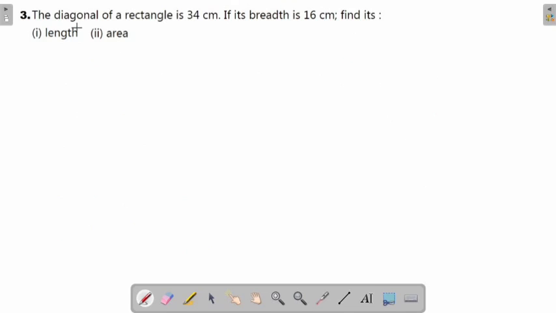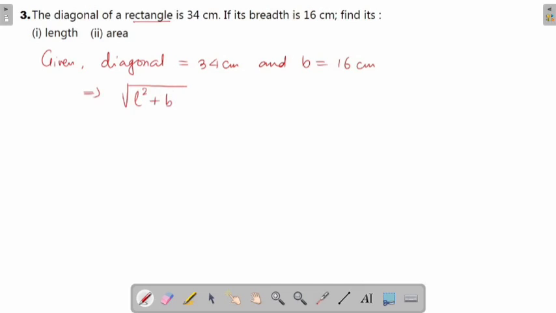Here, the diagonal of the rectangle is given. Diagonal of the rectangle, remember, is given to be 34 centimeter. And breadth is given to be 16 centimeter. Now you have to find the length and its area. What is the formula for finding the diagonal of a rectangle? Remember again, your formula was root over L square plus B square is equal to 34.